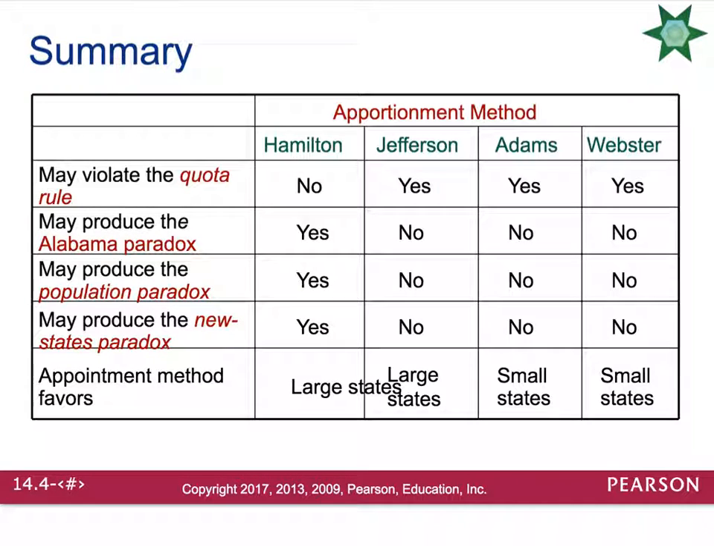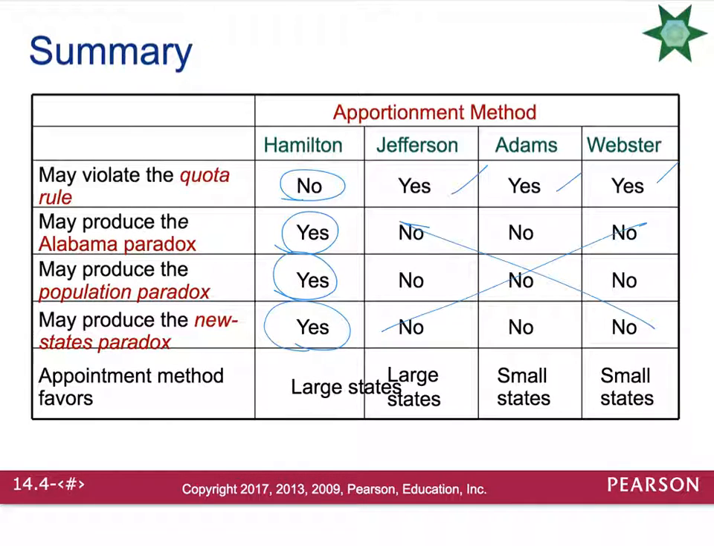This last slide is just an overview of the 4 methods that we've learned for apportionment and what violations they can make. As far as the quota rule, Hamilton is the only one that does not violate the quota rule. Jefferson, Adams, and Webster can all potentially violate the quota rule. Remember, that means your lower and upper quotas may not be used as your apportionment. Hamilton can violate all of the paradoxes, the Alabama paradox, the population paradox, and the new state paradox. None of the other methods violate any of the paradoxes.